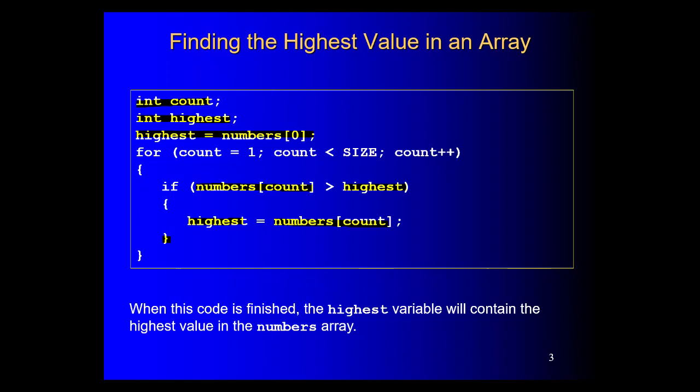Now when we hit the close curly brace, that takes us to this close curly brace, which takes us back up to the update section of our for loop. So we increment our counter, and then we compare count to size. Is count less than size? Well, that is a 2 now. Count is a 2. So yeah, 2 is less than size. So we're going to check, is number sub 2 greater than highest? So in other words, is the next element in the array greater than what we put in highest? If it is, we'll replace what's in highest with number sub 2.